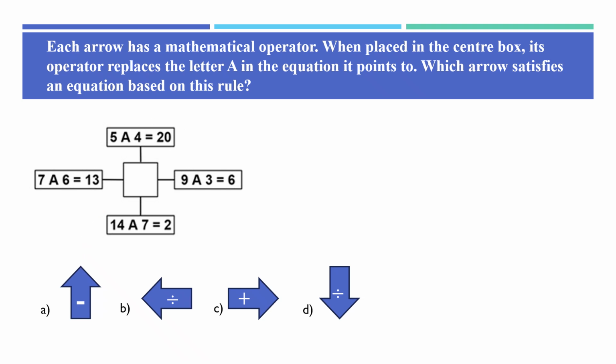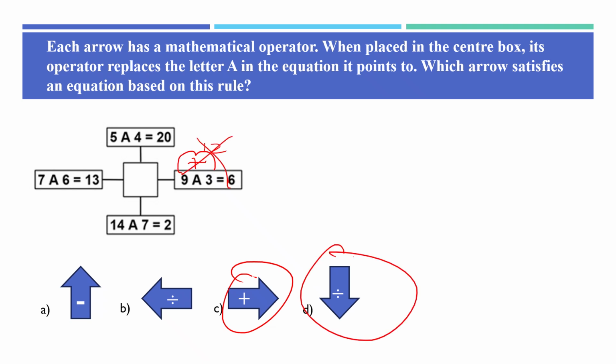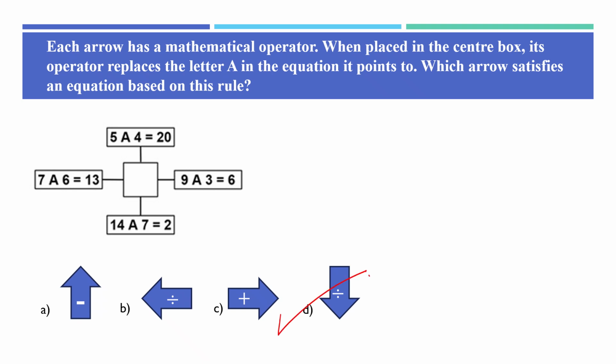Absolutely wrong. Great. If in case I replace with option B, it's divide. 7 divided by 6, it's not 13. Okay. Then I try with the plus sign. Okay. 9 plus 3 is not 6. Great. Then I go with option D. If in case it's the division symbol that is pointing downwards, so 14 divided by 7 is 2. That's right. Okay. So I go with option D.